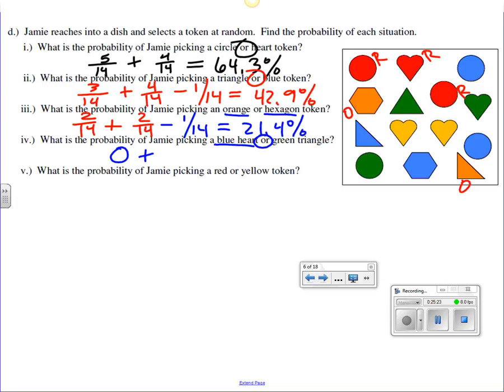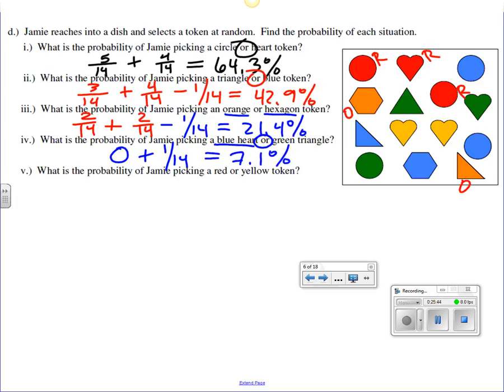Mariah, what's the probability of getting a green triangle? 1 out of 14. And is it possible to be a blue heart and a green triangle at the same time? No. So just 1 out of 14. Anybody?